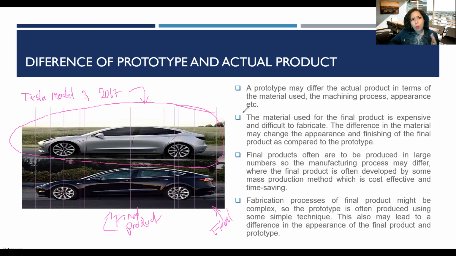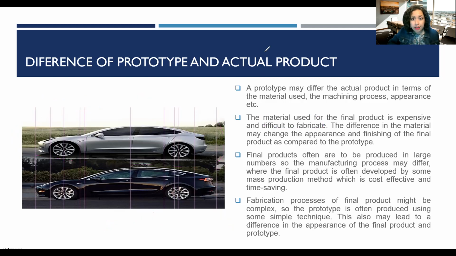So why do we have differences? Let's take a look at the points down here. A prototype may differ from the actual product in terms of the materials used, the machining processes, and the appearance. Why? Basically, because I mentioned this before, but I want to put down the point. Because the materials used for the final product are expensive. And of course, it's difficult to fabricate. So you should better do a prototype. It saves you time and money. The difference in the material may change the appearance and finishing of the final product as compared to the prototype.